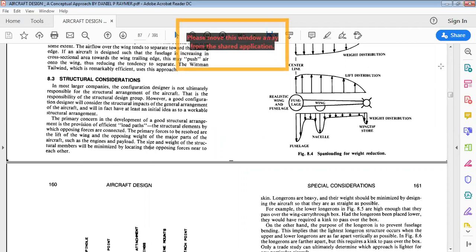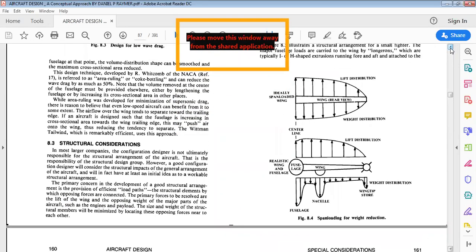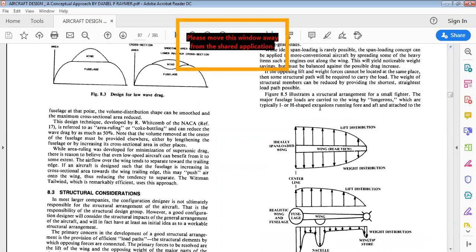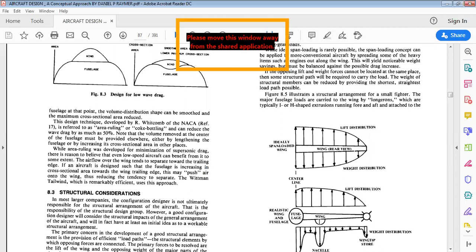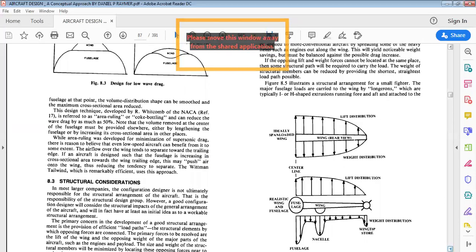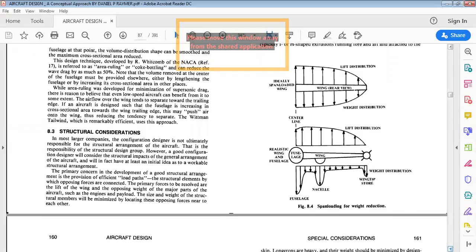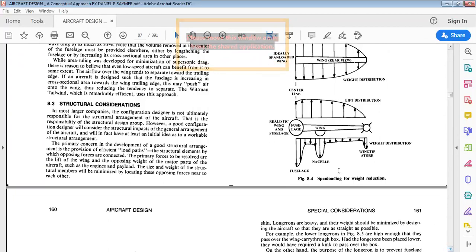We can see in this picture clearly how the lift distribution is occurring. You can see this is the lift distribution, and we can also look at the center line of the lift distribution. Wherever there is a larger load, such as the nacelle portion and the wingtip store, we can see the span loading for weight. Wherever it is higher, it is a higher load, and the smaller loads, you can see how the graph goes. Under the curve, you can see this is called the wingtip store.